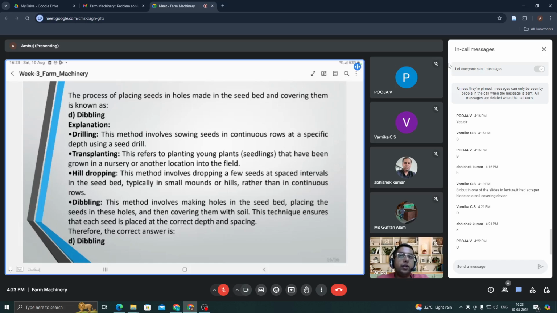For this particular process, an instrument is used that is known as a dibbler. This technique ensures that each seed is placed at correct depth and spacing.